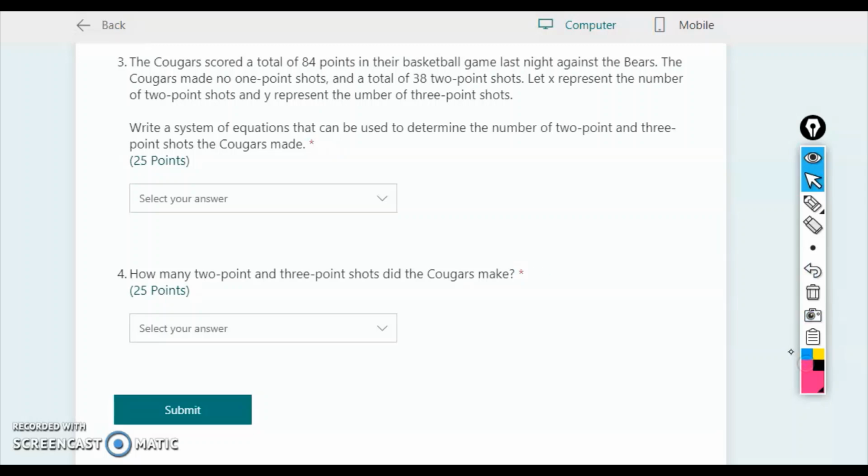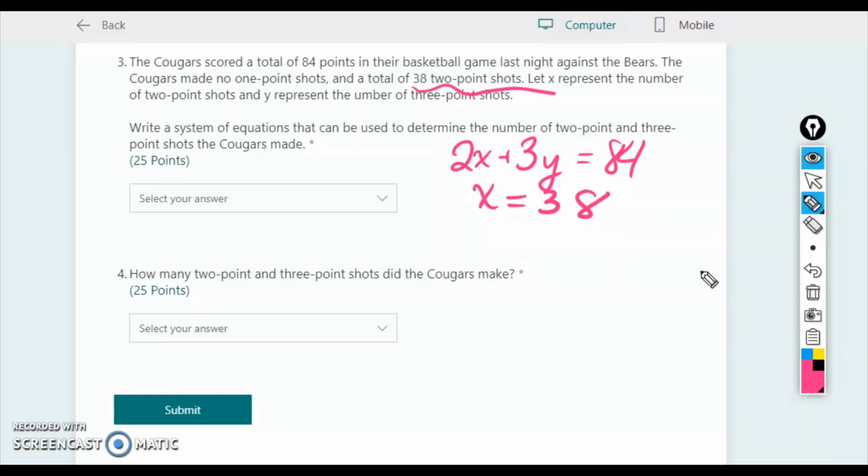Okay, well, we can do that. So points go with points, just like money goes with money. So the number of 2 points plus the number of 3 points should give you a total of 84 points. Then they made 38 2-point shots. So since x is 2 point, x equals 38.